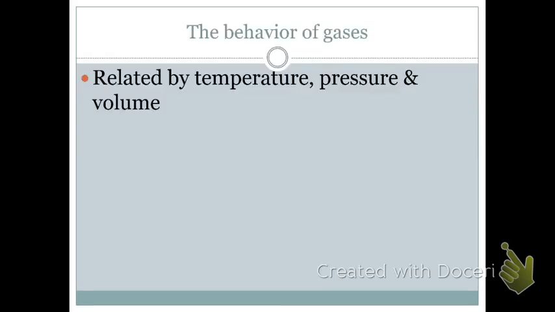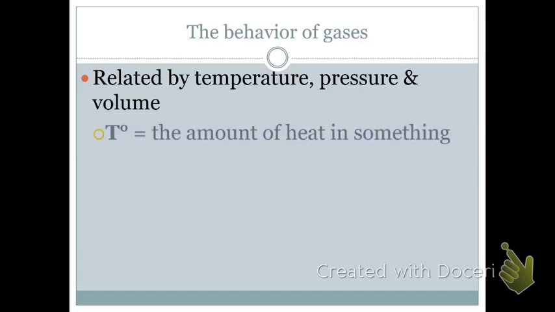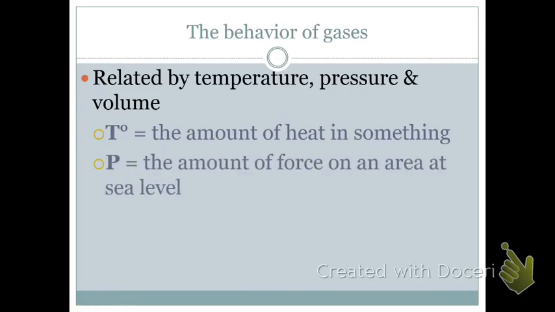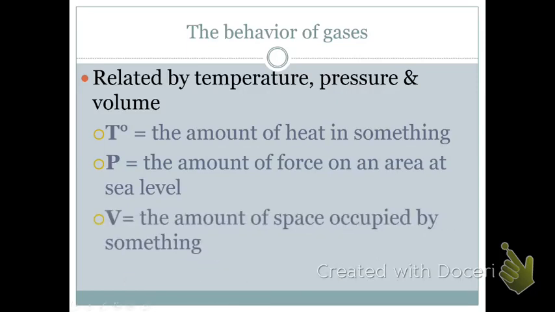When we talk about gases, the behavior of gases, we said that gases can be related by temperature, pressure, and volume. Temperature, of course, we know is the amount of heat in something. Pressure is the amount of force on an area at sea level. So as we go through pressure, there are certain standards for temperature and pressure that we're going to talk about, which is called, strangely enough, standard temperature and pressure, that you're going to need to make sure that you can recall and memorize. We'll point that out to you. And of course, V is the amount of space occupied by something, because that is the volume of something.